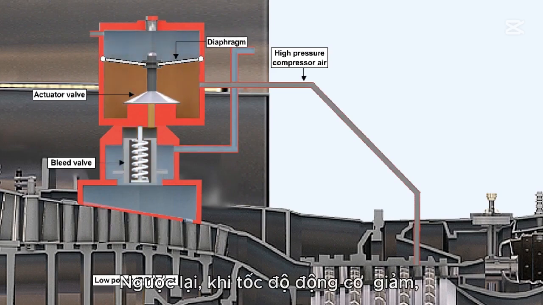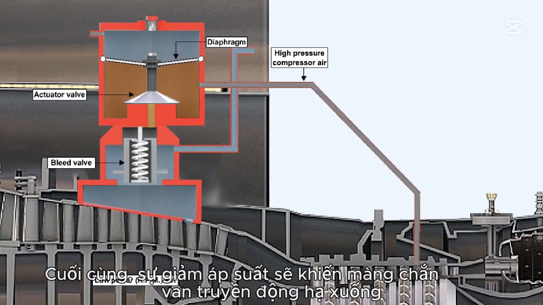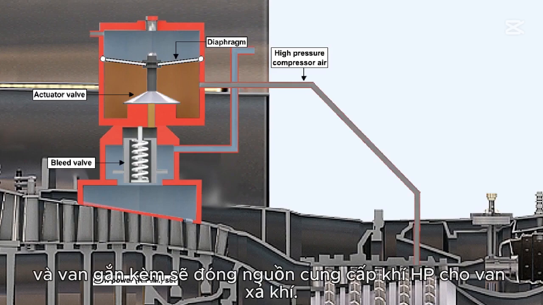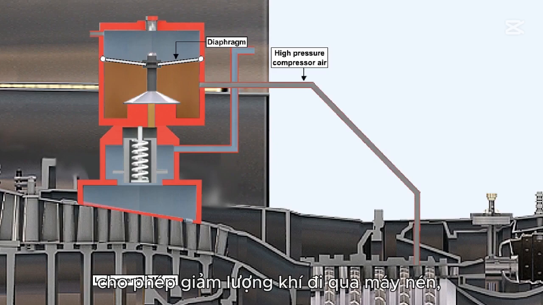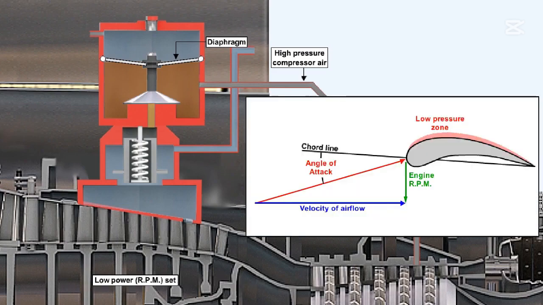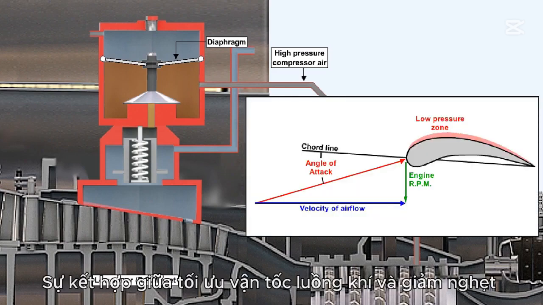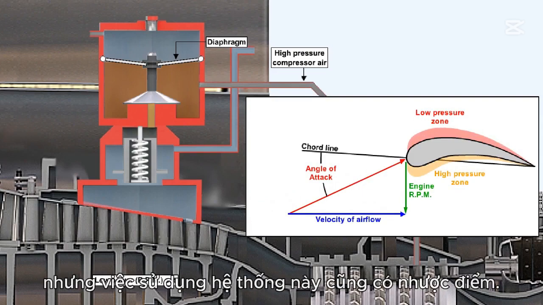Conversely, when engine RPM drops, the high-pressure compressor output pressure also drops. Eventually, the drop in pressure will allow the actuator valve diaphragm to fall, and its attached valve to close off the supply of HP air to the bleed valve. Consequently, with its supply of HP air cut off, the bleed valve opens, allowing a reduction in the volume of air through the compressor, which would otherwise tend to choke the flow of air through the engine. This combination of optimum airflow velocity and reduced choking will ensure that compressor stall is less likely to occur during the time the bleeds are open, but there are disadvantages to the use of the system.